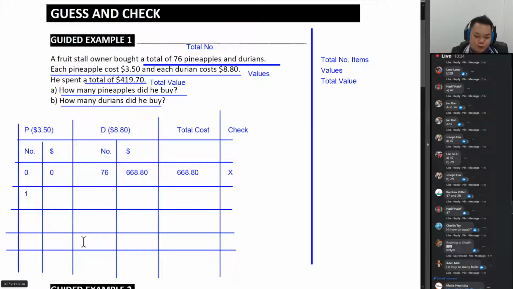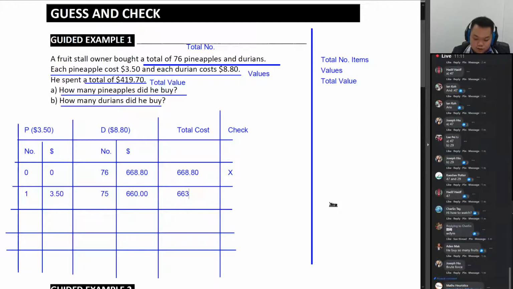So here's what's going to happen. If you use brute force, all my teacher students will be like, brute force. This is what's going to happen. You have one pineapple costing you $3.50, 75 times 8.80 to give you $660. For completeness, I'll just put this here. Then if you add this up together, the cost of one pineapple and the cost of 75 durians, you will obtain $663.50. It's still not going to work out.